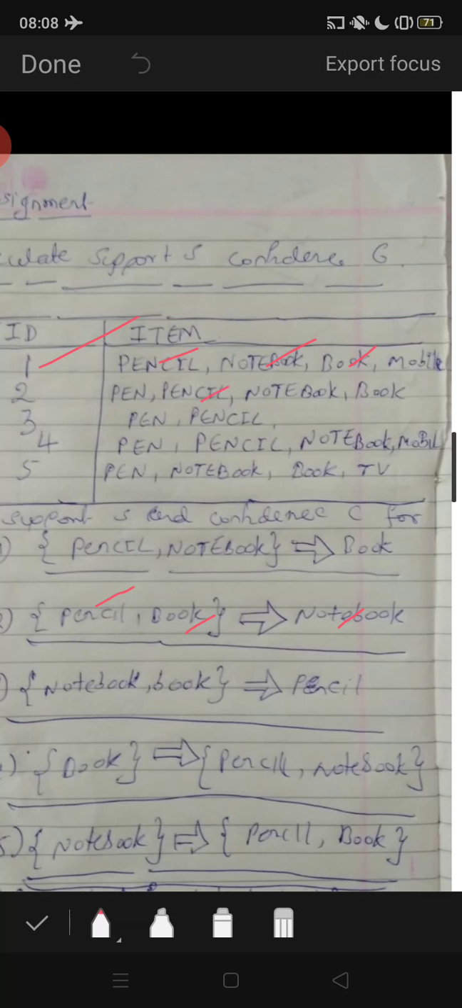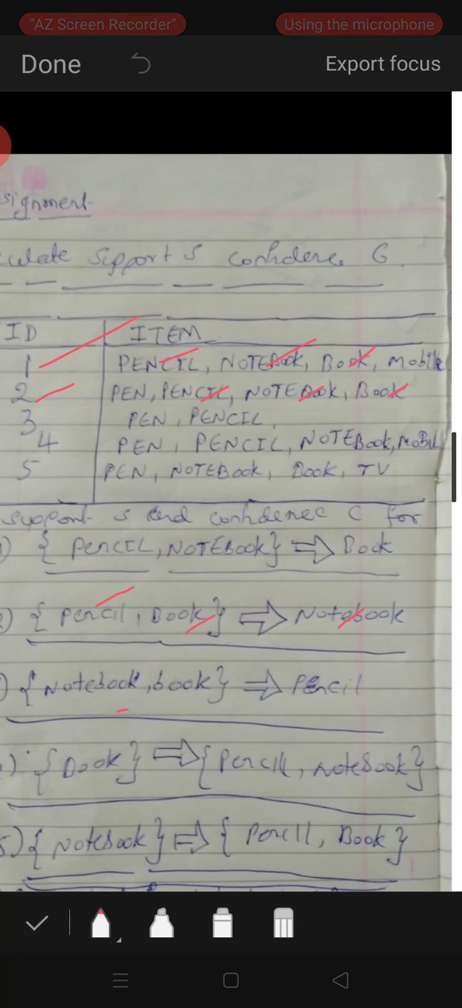Second transaction: book, notebook, two times available. Third: no pencil. Fourth: pencil, notebook, okay, mobile is there, book is not there. Fifth one: pen, notebook, book, TV, not there. Only two times it's available.